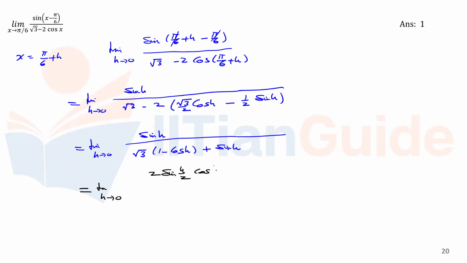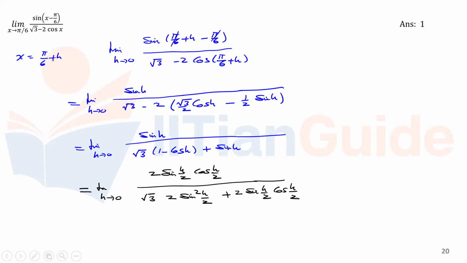So I am just writing x tending to 0, 2 sine h by 2 into cos of h by 2 in the numerator. In the denominator, root 3 term is there. I can write that is 2 sine square of h by 2. After that, sin h, we can write 2 sine h by 2 cos h by 2. Okay. Now, sin h by 2, I can take common from the numerator and denominator both, and that will get cancelled, and 2 also will get cancelled.